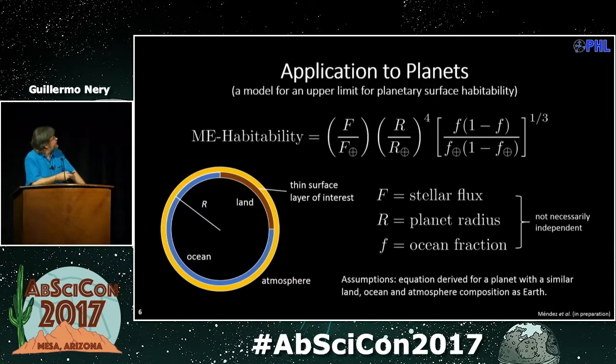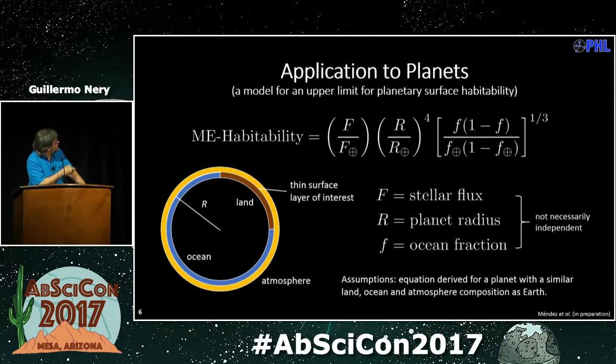Now this is a model for an upper limit for planetary surface habitability. And we assume that this is going to be for planets with a similar land, ocean, and atmosphere composition to Earth. And here we have the energy part, that's this and a part of this, where we're using the stellar flux and the surface of the planet. And then for the amounts of solids and liquids and so on, we're considering a thin surface layer, okay? And we need, well, the ocean fraction.